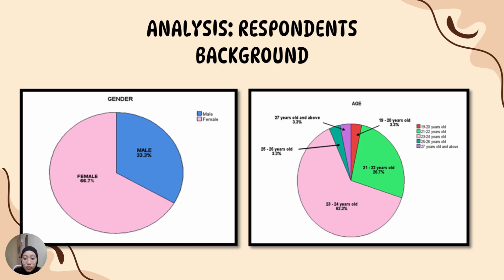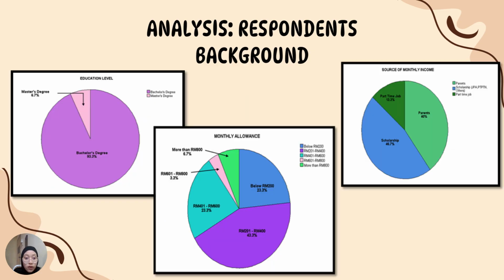Okay, for the education level, we can see that almost all of the students who answered the questionnaire are from bachelor's degree, and they receive a monthly allowance between 201 ringgit and 400 ringgit. So most of the students get the monthly allowance from scholarships such as JPA or PTPTN.